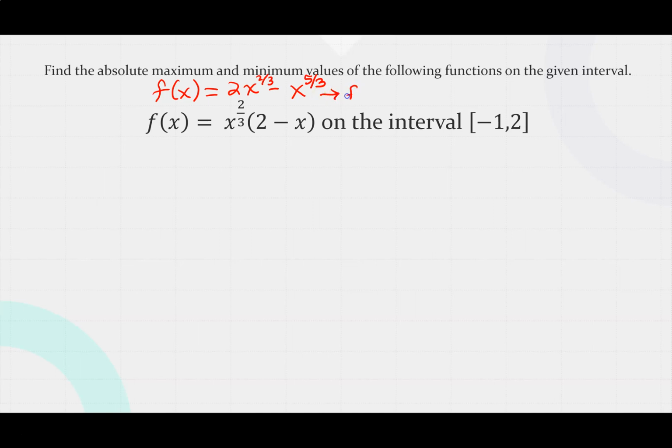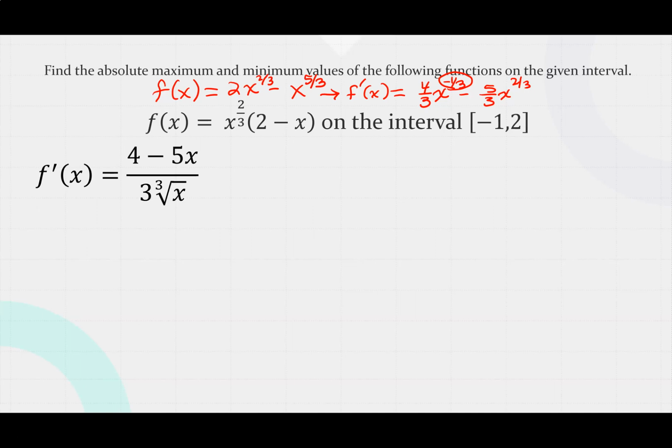So then we would say the derivative here is, we just go ahead and use that power rule for taking the derivative. 2/3 moves down, that would be 4/3, minus 1, x to the negative 1/3, minus 5/3 x to the 5/3 minus 1, which is 2/3. And then we rewrite this with positive exponents and get a common denominator, we would say that f prime of x, which is the derivative, is (4 minus 5x) over 3 cube root of x.